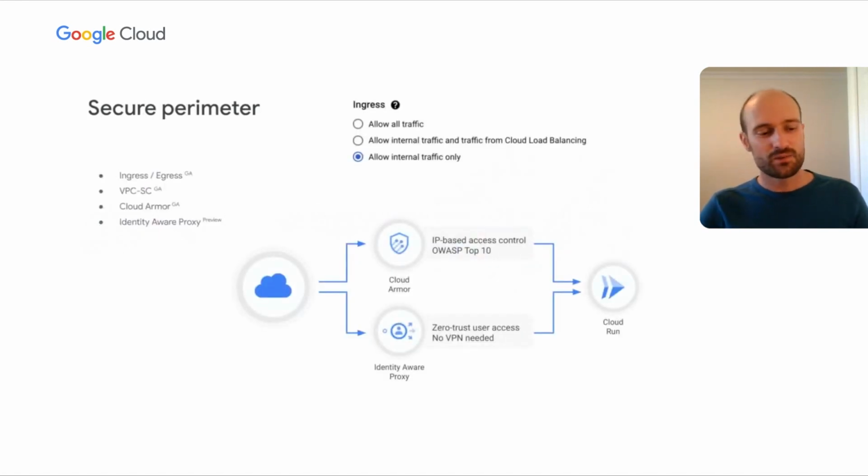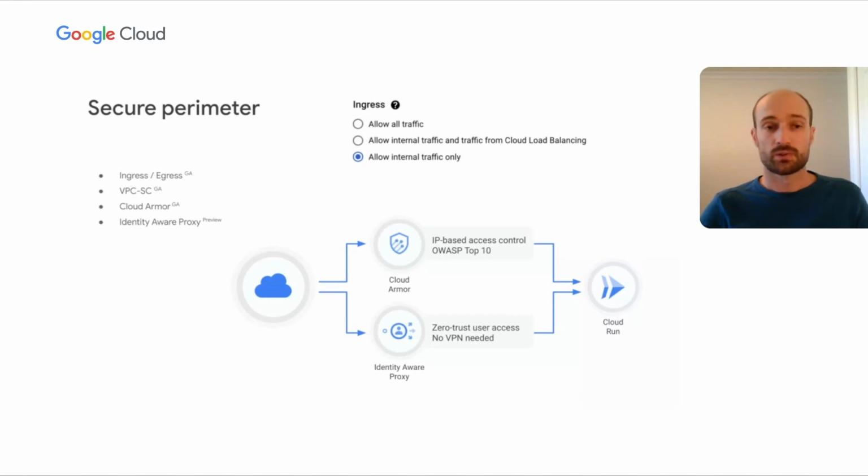Next, how can you secure or define what is allowed to reach your Cloud Run service? Well, first, we have added support for ingress control. By default, all traffic at the networking layer is allowed to reach your Cloud Run service. But you can now restrict the ingress to only allow internal traffic. That means traffic coming from your VPC or from Google Cloud, like Cloud Pub/Sub. And you can allow internal traffic plus traffic coming from Google Cloud Load Balancing.